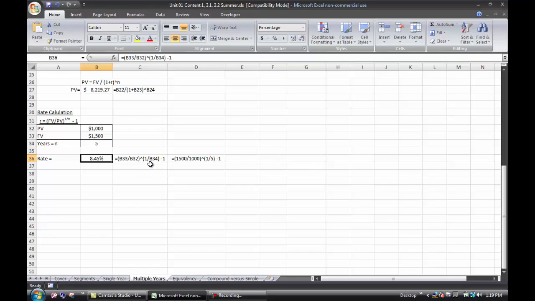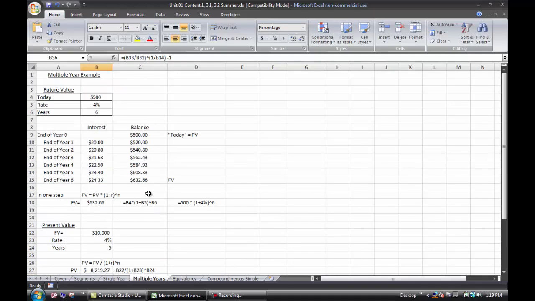You have to have the parentheses around this, and you better have them around this too. I can't remember, it does exponentiation first, and that would then raise B32 to this. So you really need all these parentheses to make this work right, and that is, again, another error potential spot. And that gets you the rate of 8.45%.